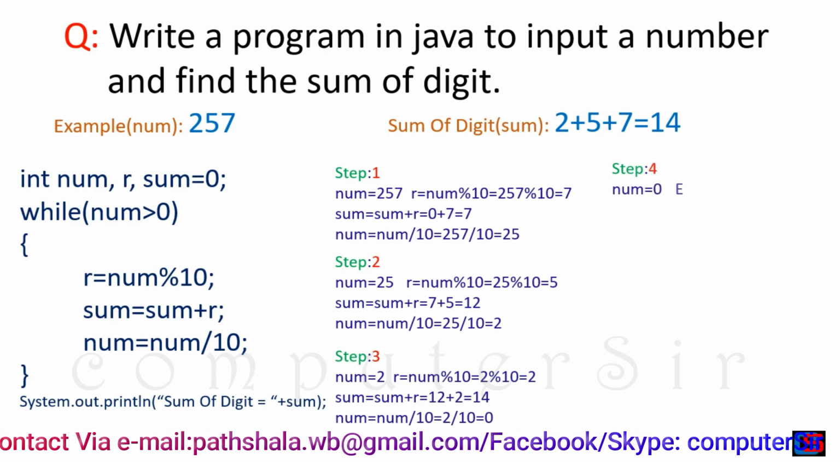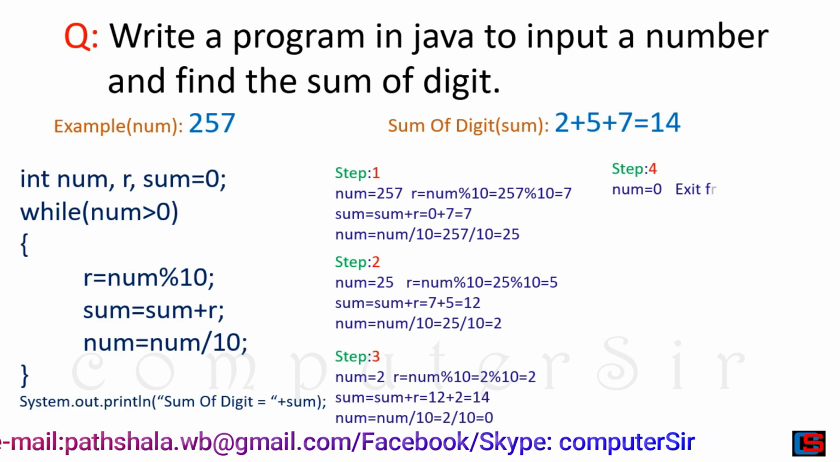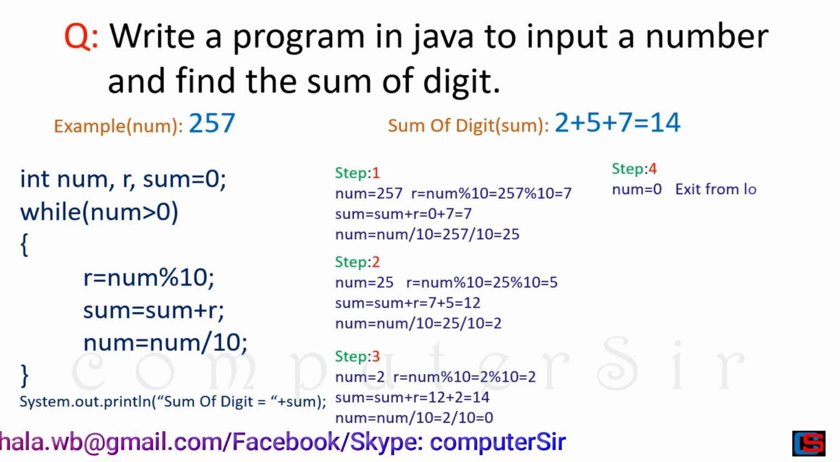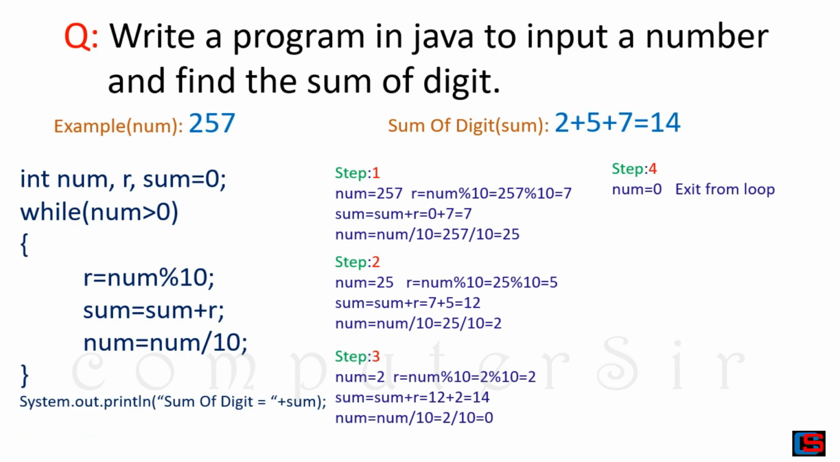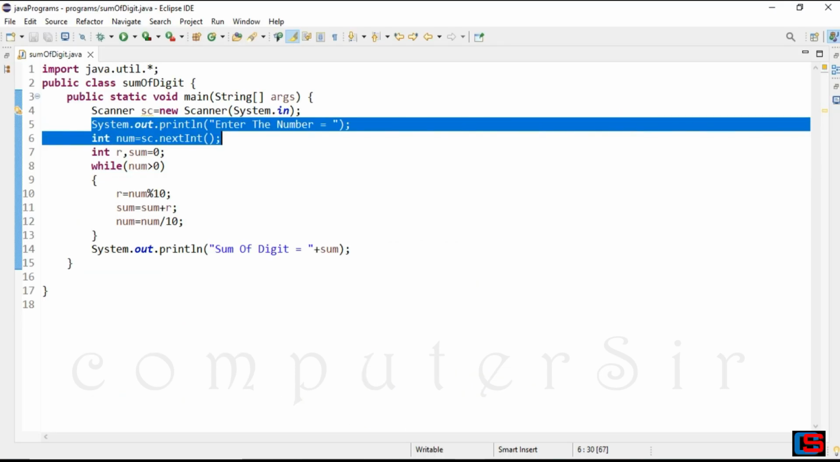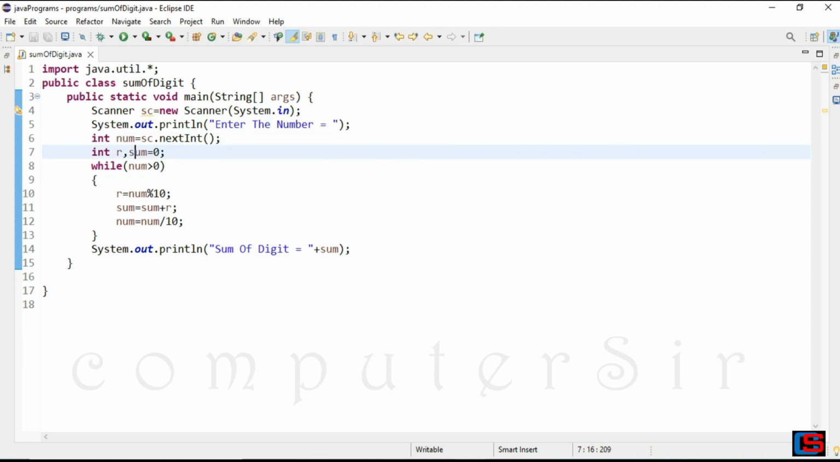So the loop will only execute while num is greater than 0. So the condition is not met and it exits the loop. And then System.out.println is going to execute, and the value of sum in step 3 already became 14, which is exactly the same as the sum of digits for the inputted number 257, which is 14. Okay, now you can see I have already taken the number entered by the user in the variable num.